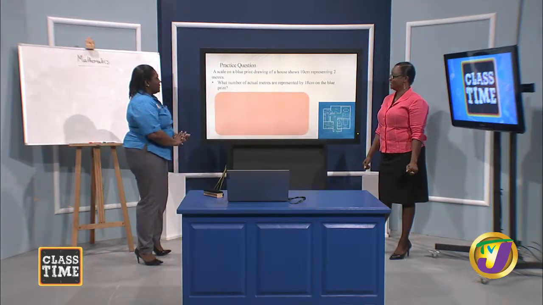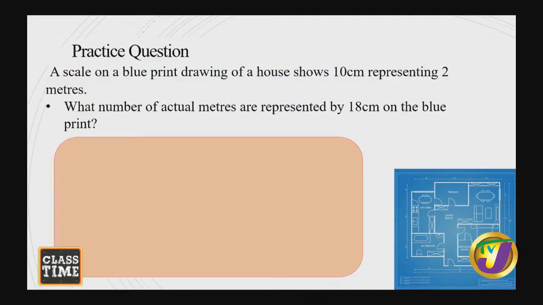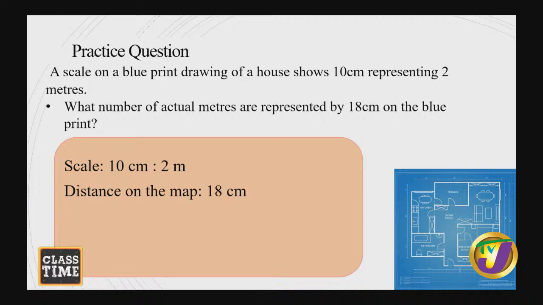All right, so first we need to identify our scale. Scale is important. 10 centimeters to 2 meters. The information that we have is that we are working with 18 centimeters on the blueprint. That's the distance on the map. And we want to find out the actual measure, the real life measure. So for every 10 centimeters, it's 2 meters in real life.